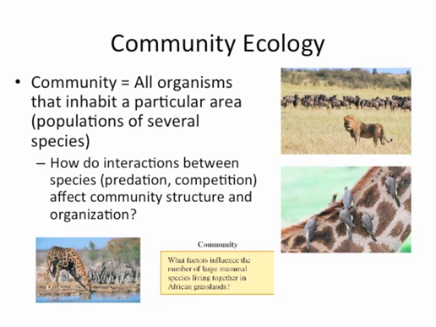And they might ask, how do interactions between species, things like predation, competition, mutualism, parasitism, things we're going to cover in the next chapter, affect community structure and organization? How many wildebeest have to be present for the lion to be there, or to scare the lion away? What are the interactions between the lion and the wildebeest? Which wildebeest does the lion go for? And how does that affect the rest of the herd? Things like that.